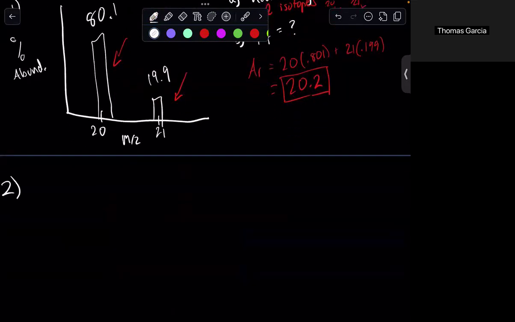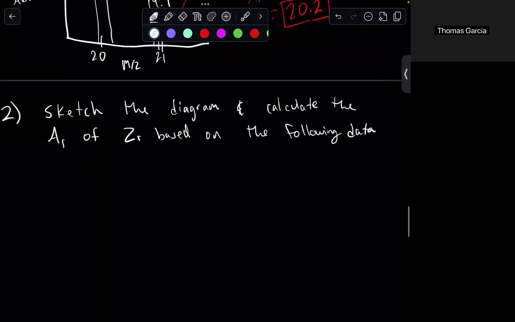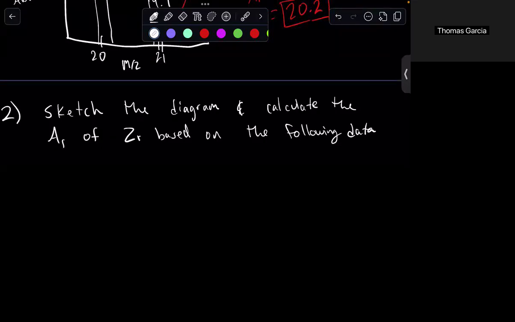Problem two. We're going to ask you to sketch the diagram and calculate the relative atomic mass of Zr based on the following data. So when we look at zirconium, there are quite a few isotopes. There are going to be 5 of them.